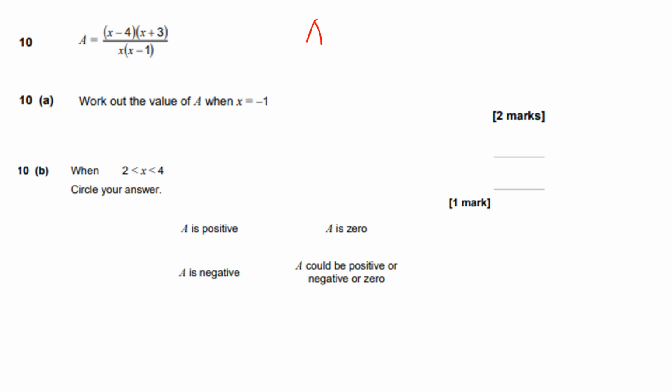To find out the value of a, I will need to write this down so the examiner can actually see what I'm doing. Instead of x, I'm going to write negative 1 now because I'm substituting negative 1 into x, divided by negative 1, negative 1, negative 1. Negatives and positives are the things that you need to take into account here. Negative 1 take away 4 is going to give you negative 5. Negative 1 plus 3, I'm going to be adding 3 to negative 1.